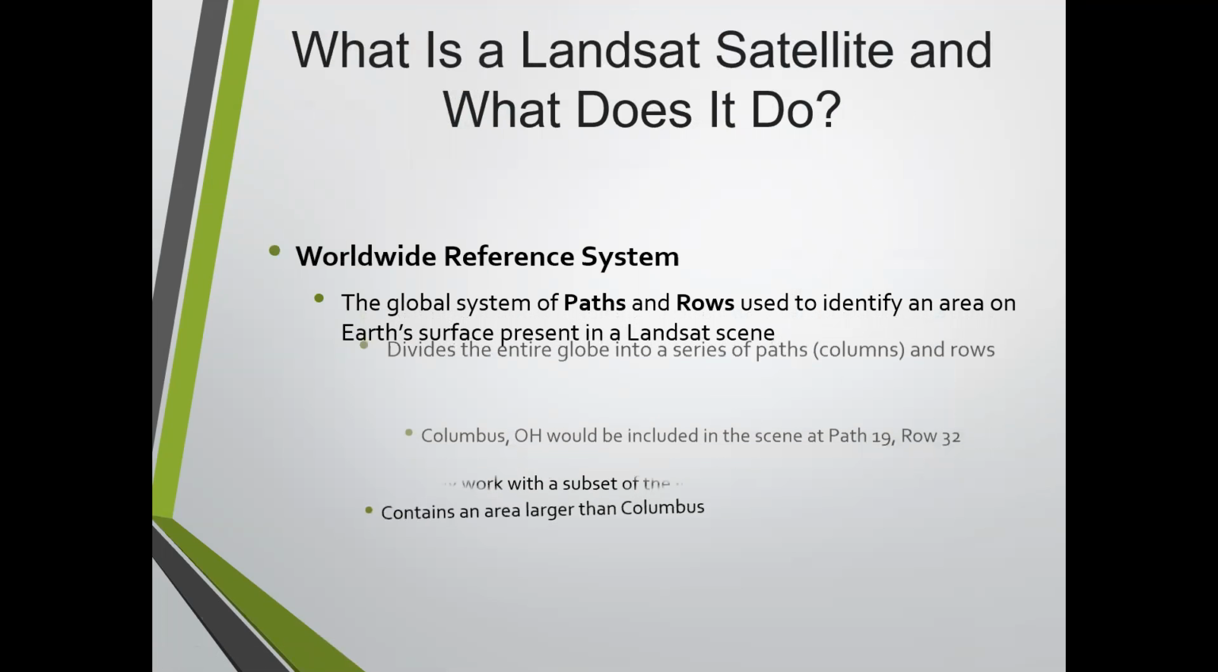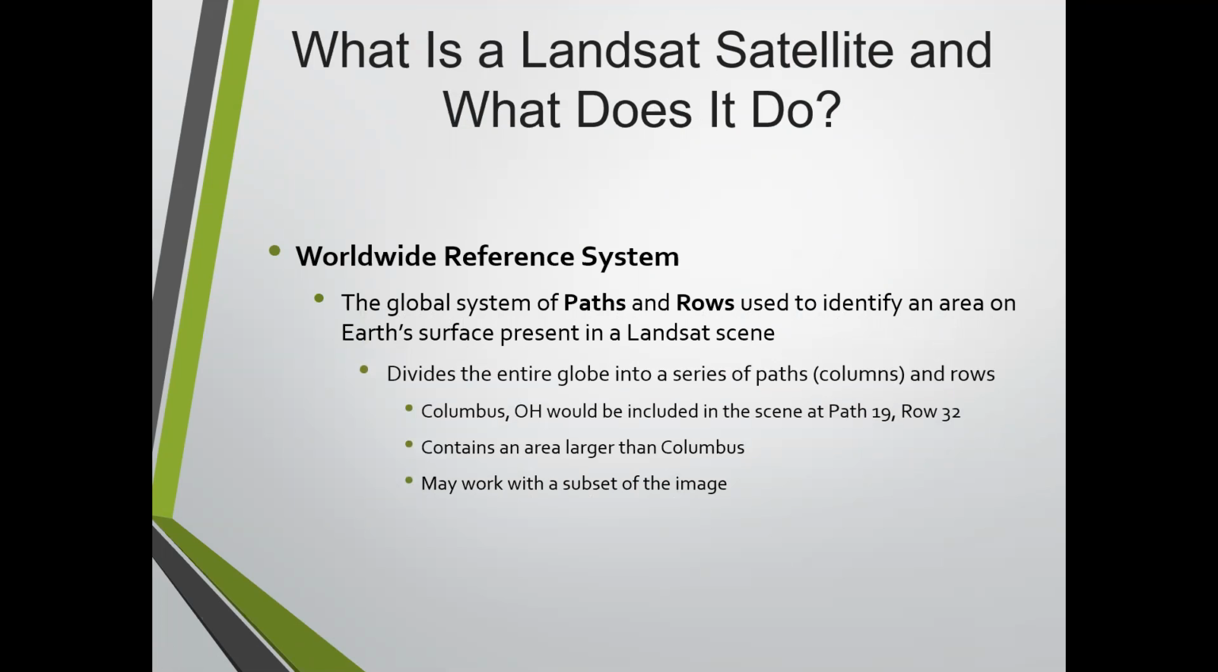So when we look at that Worldwide Reference System, basically it's just a global system of paths and rows. So it's just a grid system. Your paths are used to identify the area near a surface that's present in that scene, and the row defines where you are north or south in that. So it divides your globe into a series of paths, which are columns, and your rows, which are going north-south.